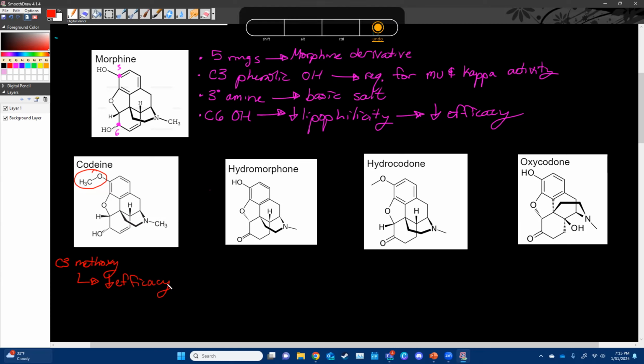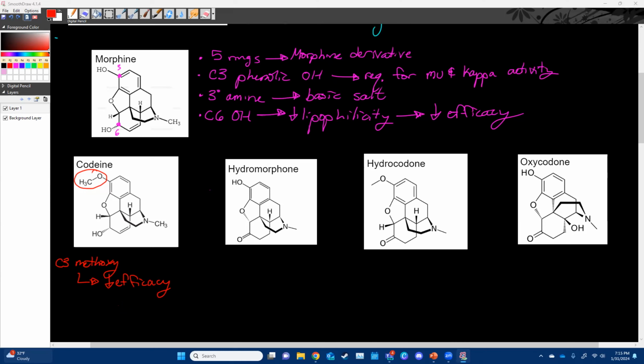Why would having an ether decrease efficacy? Why would C3 methoxy cause a decrease in efficacy? What do we think? It's a good thought. Not as potent.